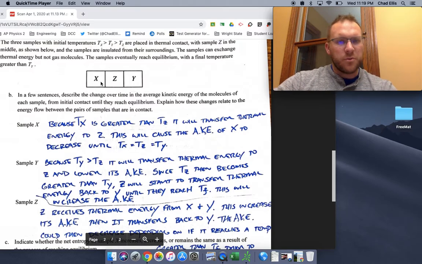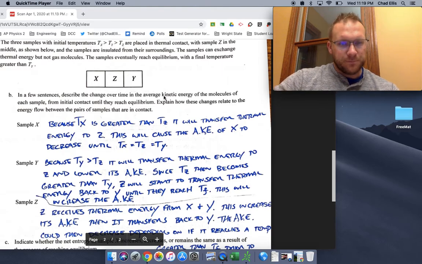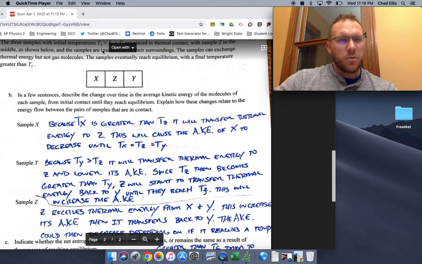X is the highest temperature, Y is the second highest, and then Z is the lowest. They're going to come together, they're going to be in contact, and it wants you to talk about the average kinetic energy of the molecules until they reach equilibrium. And basically what it says is the samples eventually reach equilibrium with a final temperature which is greater than Ty. So if we look up here, it's going to be somewhere between the initial temperature of X and the initial temperature of Y. Okay, so here's how I kind of explain things.